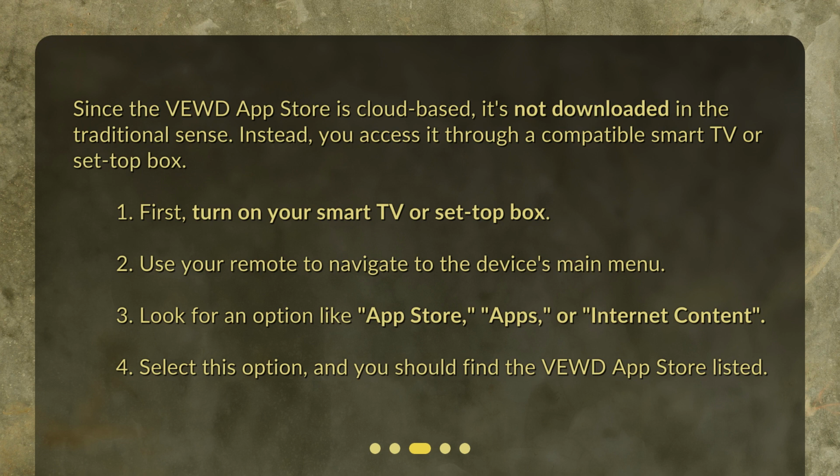1. First, turn on your smart TV or set-top box. 2. Use your remote to navigate to the device's main menu. 3. Look for an option like App Store, Apps, or Internet Content. 4. Select this option, and you should find the VEWD App Store listed.